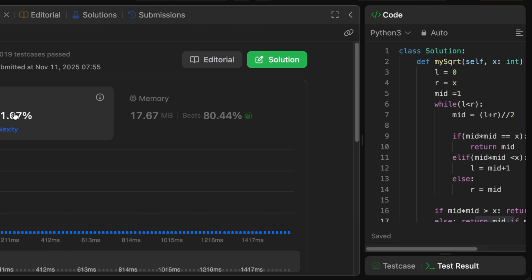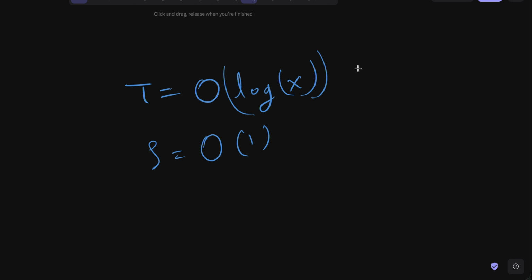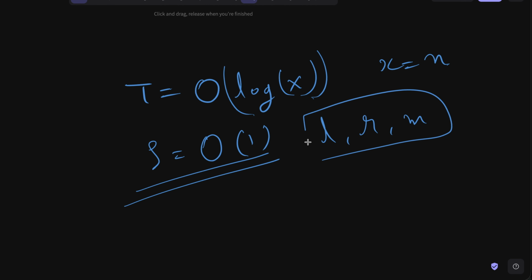So yeah, it works in 4 milliseconds and beats 41.67% of the solutions. It's a pretty efficient solution. Since we are using binary search, the time complexity is going to be order of log x. X is basically representing the search space, so you can also call it n. And the space complexity is going to be constant because we are only initializing L, R and mid. And these three take constant space for each iteration and we are not creating any array or hash set or hash map that will take order of n space. So that's why we have a constant space solution.